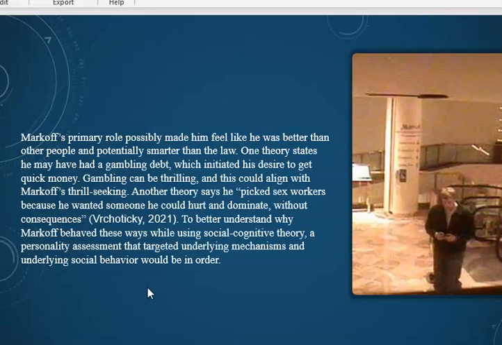To better understand why Markhoff behaved these ways while using social cognitive theory, a personality assessment that targeted underlying mechanisms and underlying social behavior would be in order.